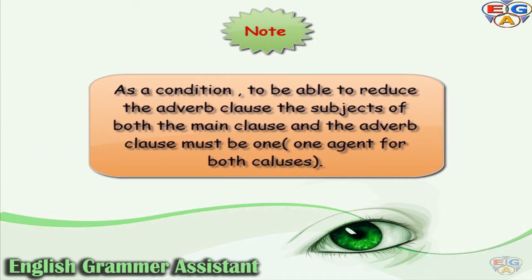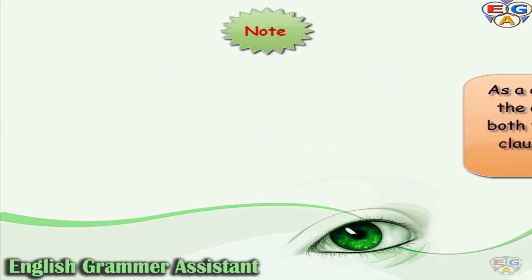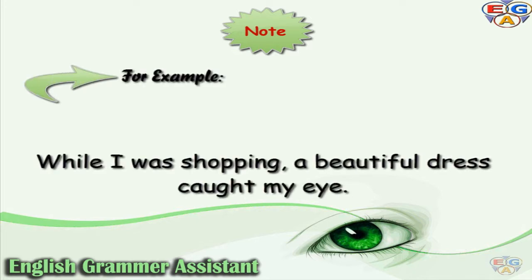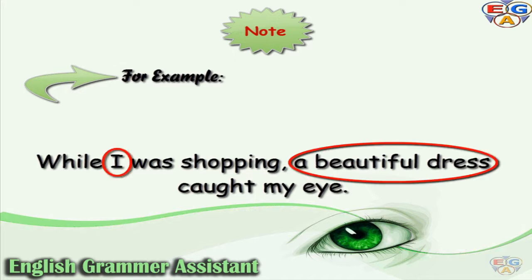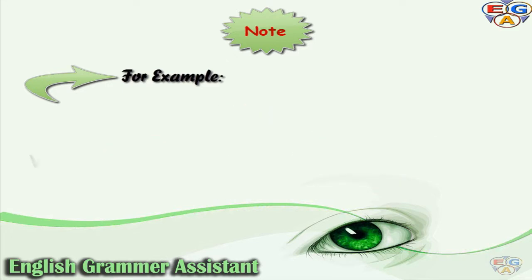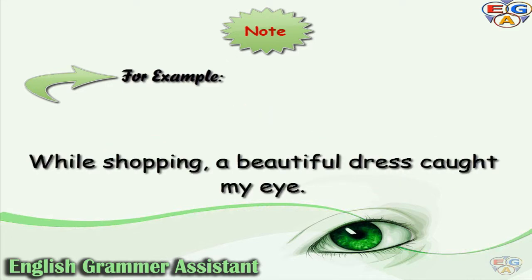As a condition, to be able to reduce the adverb clause, the subjects of both the main clause and the adverb clause must be one agent for both clauses. For example, while I was shopping, a beautiful dress caught my eye. The adverb clause in this sentence can't be reduced, because the subject of the adverb clause is different from the subject of the main clause. If we reduced it, for example, the sentence would be like this: while shopping, a beautiful dress caught my eye. This will mean that the beautiful dress is the one who was shopping, which is wrong.